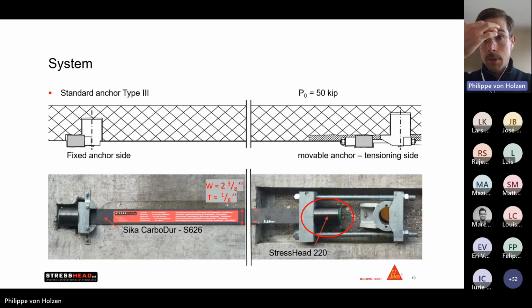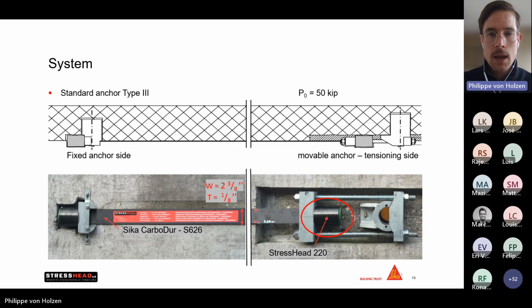Now let's talk a little bit more about the system itself. Our post-tensioning system has the same idea as a common post-tensioning system, meaning we have a fixed anchor on one side and on the other side, the movable anchor or the tensioning anchor, which allows us to apply the post-tensioning force itself. I mentioned earlier the partnership, and I would like to demonstrate this here in this picture.